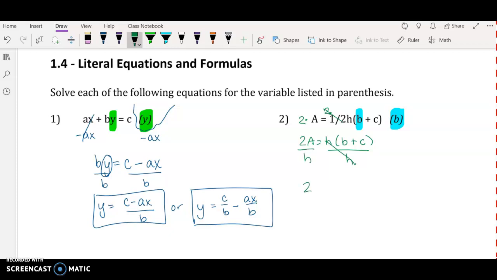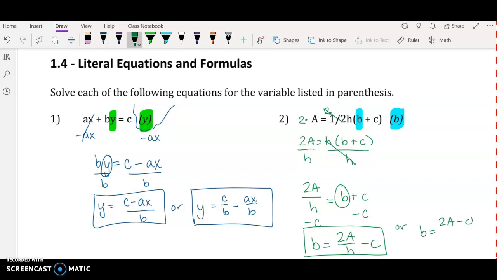So I'm dividing by h. You get 2a over h equals b plus c. Now again, our goal is to get b by itself. So we're going to subtract c from both sides. So b equals 2a over h minus c. Now, if you were someone who distributed, you might have your answer look like this, 2a minus ch over h. That's the same thing. So if you get something equivalent, but it looks different, that is totally fine.